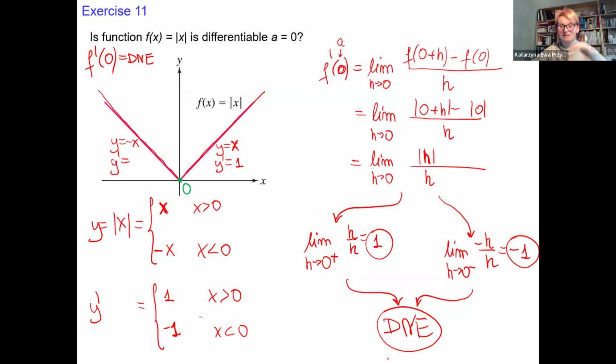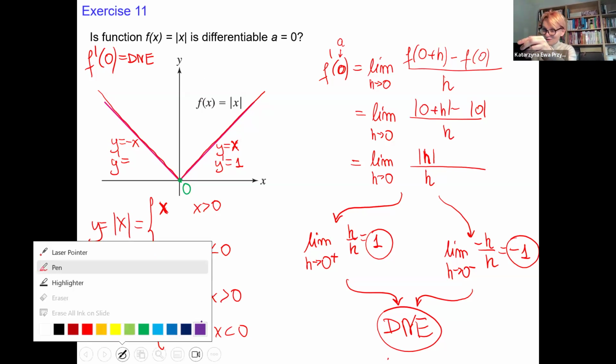Yes, we have sharp angles, sharp turn, and actually, okay, no derivative, because that limit, this limit is the derivative. But actually, oh no, function is still continuous. That means this is a little bit, I can use different color.